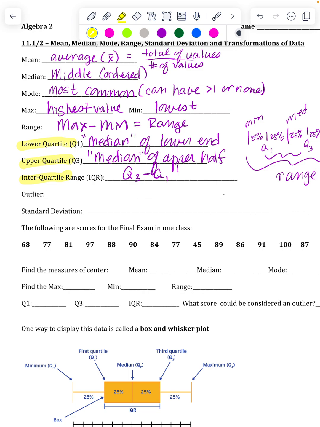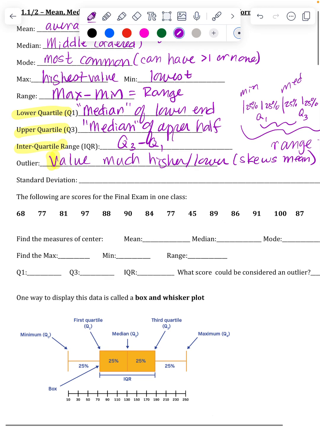And then an outlier is exactly what you would imagine. It's a number that's significantly bigger or smaller than all the other numbers. So it can kind of throw your data off. It's going to be much higher or lower than the other values. So this skews the data, meaning it makes it kind of not super true. And it skews the mean more than anything else.